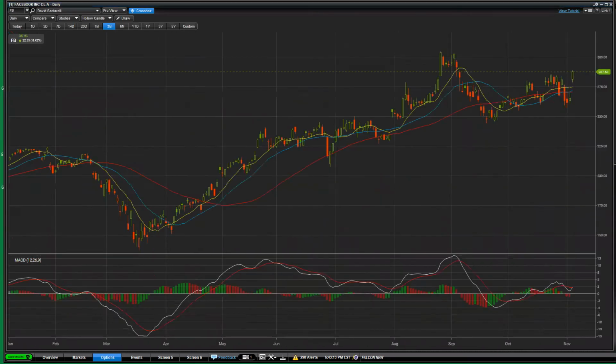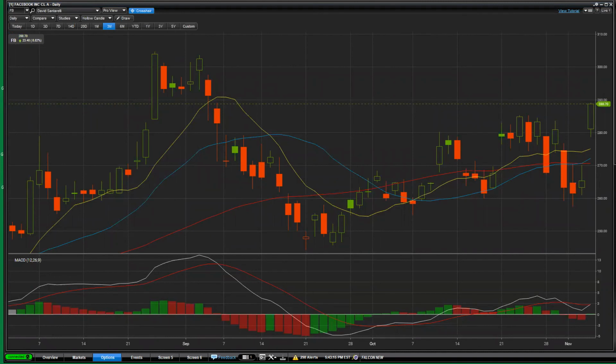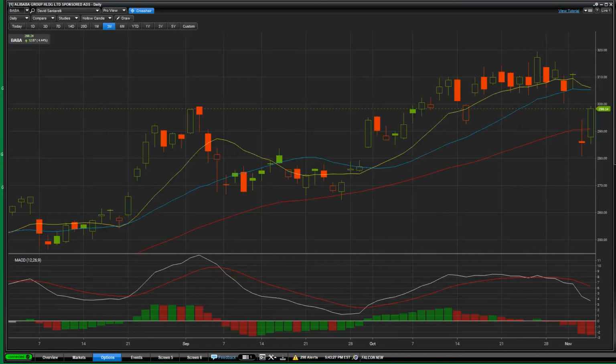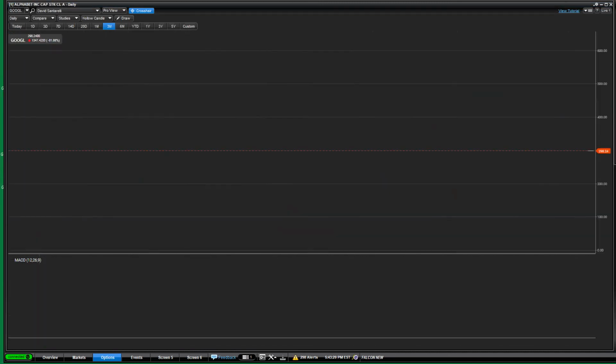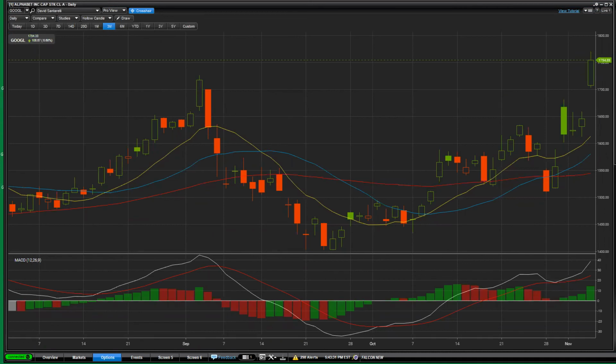Let's keep going down the list here. Here's Facebook, another one that broke through that channel right there. Yeah, it broke through that channel. That's why I'm saying it's an easy 300 to 305 target on Facebook going forward. BABA came down to that 50 off of that news. Google's climbing now within the cycle.